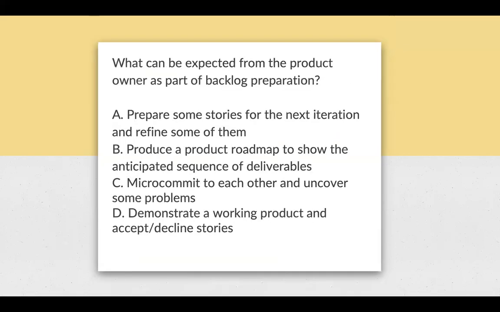Next. What can be expected from the product owner as part of backlog preparation? A. Prepares some stories for the next iteration and refines some of them. B. Produce a product roadmap to show the anticipated sequence of deliverables. C. Micro commit of each other and uncover some problems. D. Demonstrate a working product and accept done stories. So the answer is produce a product roadmap to show the anticipated sequence of deliverables.